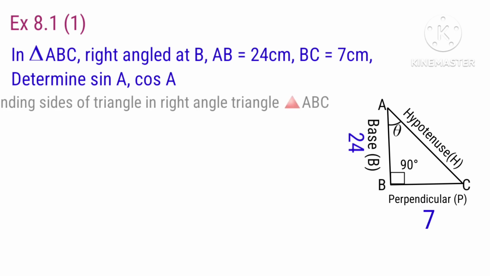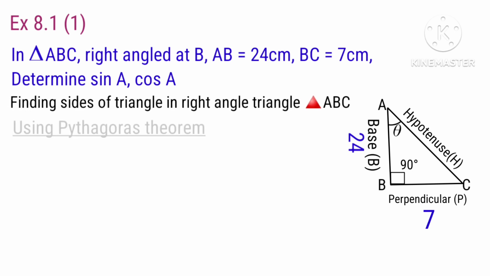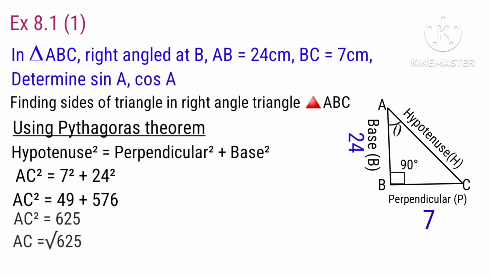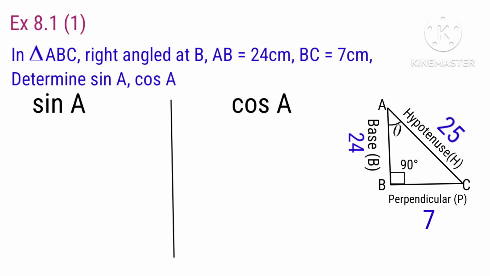Now the other side, that is the AC side, is the hypotenuse side. We have to find that side by using Pythagoras theorem. We apply Pythagoras theorem to find the sides of a triangle. So by using Pythagoras theorem, hypotenuse square is equal to perpendicular square plus base square. So here perpendicular is 7 centimeter and base is 24 centimeter. So 49 plus 576 is equal to 625. So AC square is 625, and when we take the square root we get AC is equal to 25 centimeter.